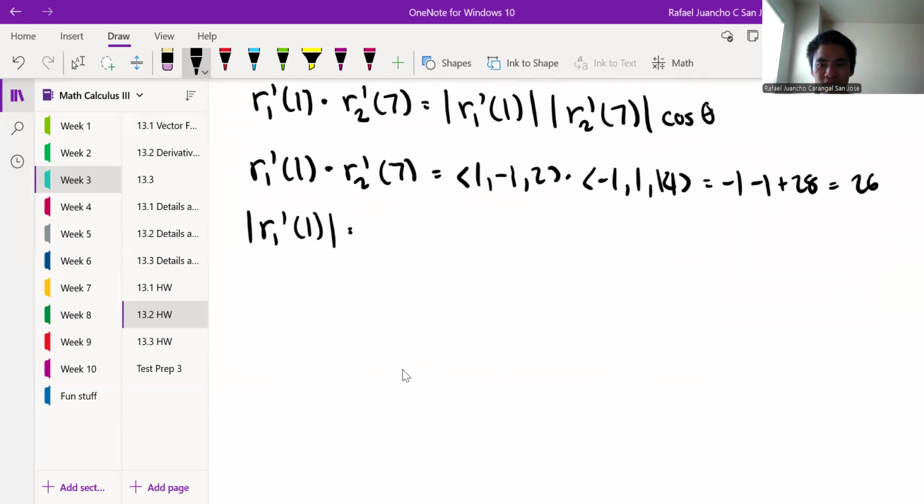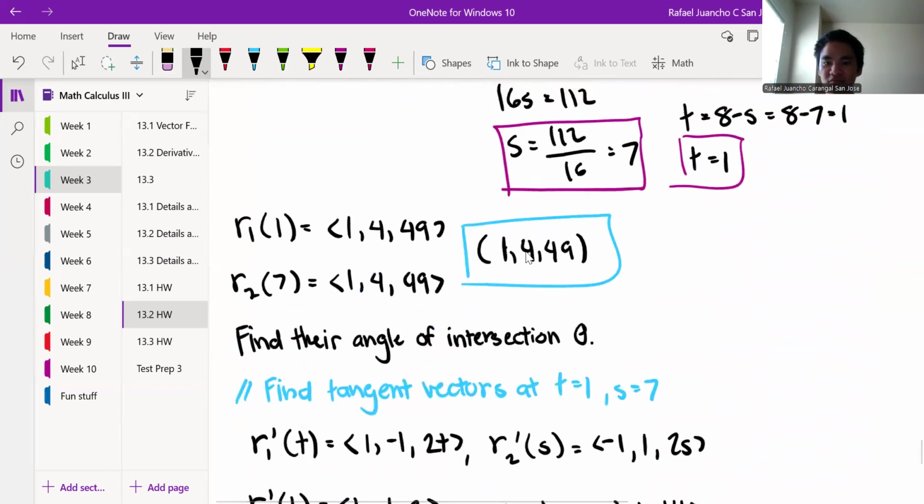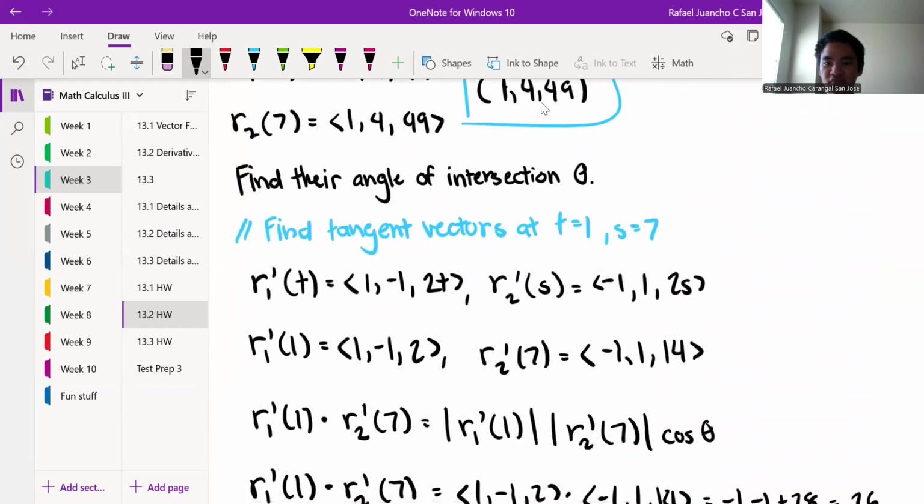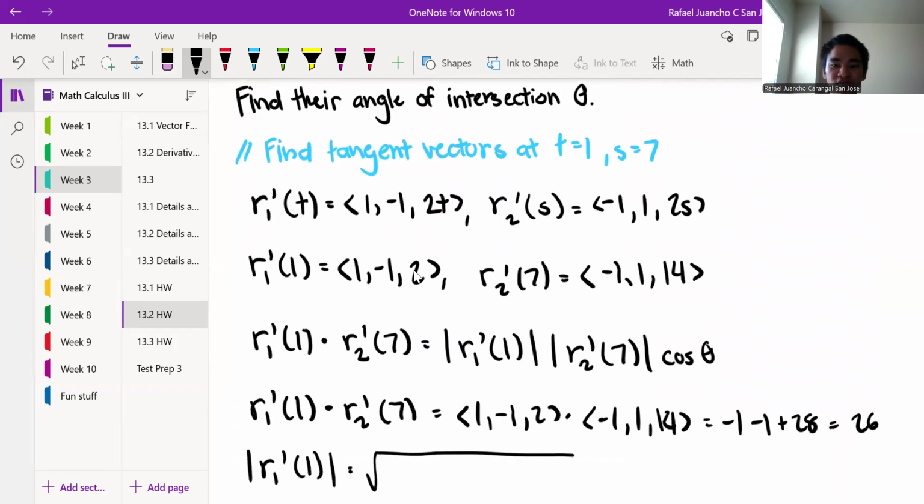So my idea was I'm going to use that distance formula, from this initial point, 1, 4, 49, all the way to this vector here. Yeah, that one's super tricky.